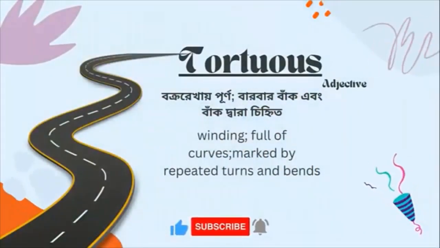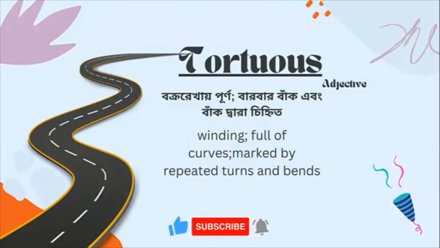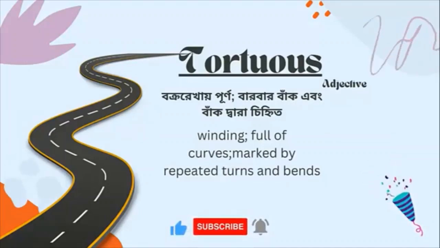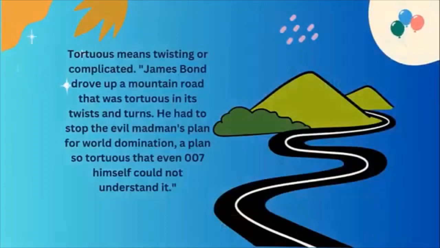Tortuous, বক্ররেখায় পূর্ণ, বারবার বাঁক এবং বাঁক দ্বারা চিহ্নিত. Winding, full of curves, marked by repeated turns and bends. Tortuous means twisting or complicated. James Bond drove up a mountain road that was tortuous in its twists and turns. He had to stop the evil madman's plan for world domination, a plan so tortuous that even 007 himself could not understand it.